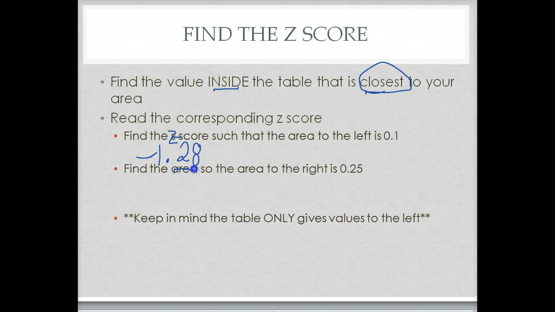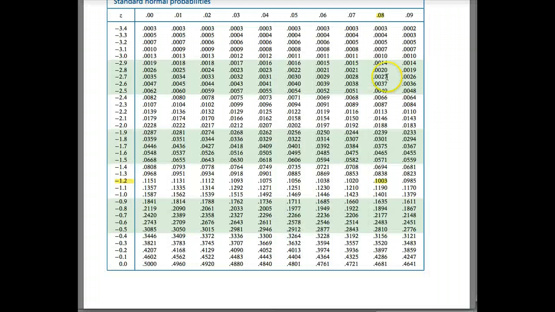Find the z-score so that the area to the right is 0.025. You've got to think here. You've got to be really careful. We have the right. Remember, the table only gives the values to the left. Uh-oh, what do we do now? We don't panic. We say, hey, I can find the left just by subtracting from 1. They are opposites, or complements. So this is really the same as asking, find the z-score so that the area to the left is 0.975. They mean the same thing.